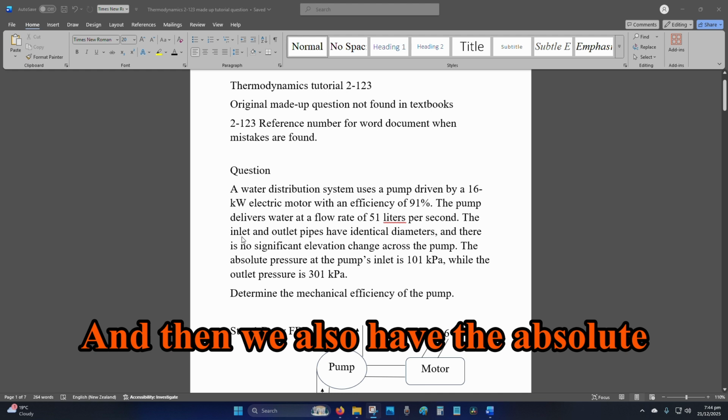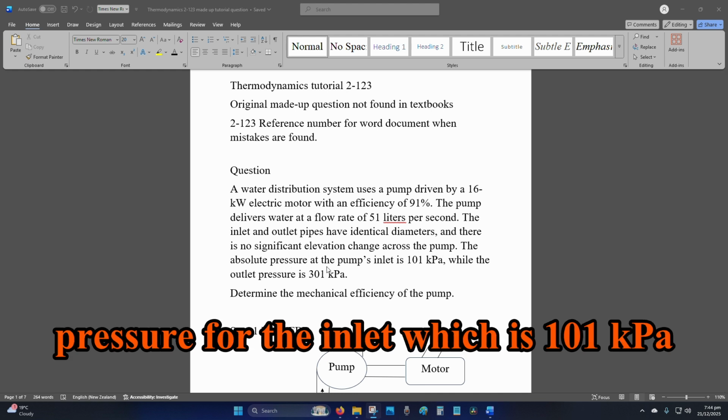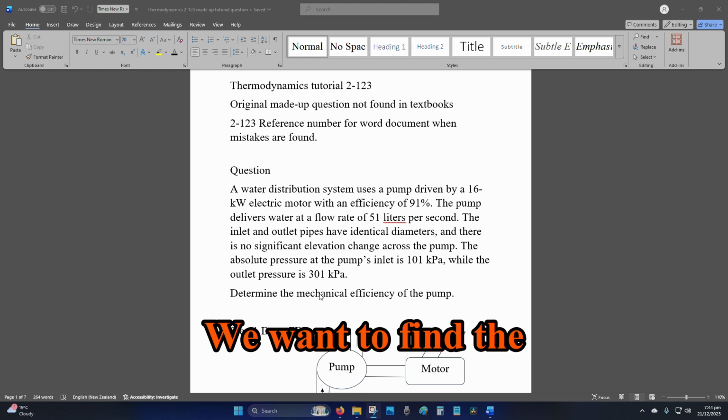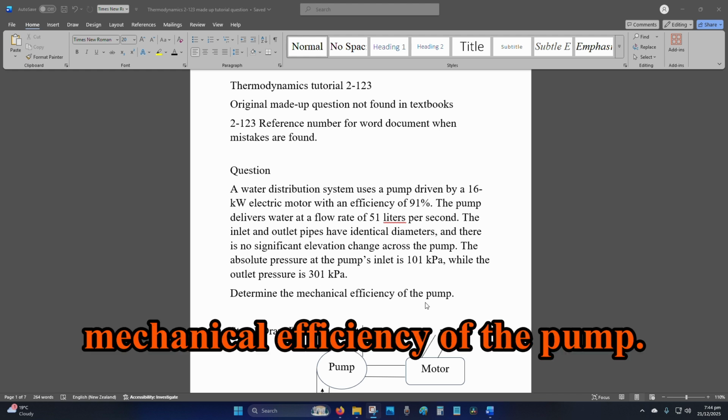And then we also have the absolute pressure for the inlet, which is 101 kPa, and the outlet, which is 301 kPa. We want to find the mechanical efficiency of the pump.